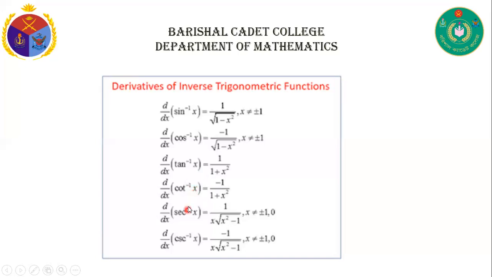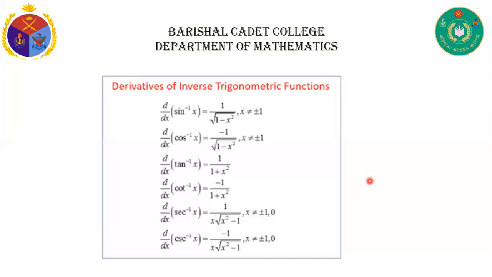And here is another two: d by dx of sec inverse x is 1 by x square root of x square minus 1, and d by dx of cosec inverse x equals minus 1 by x square root of x square minus 1, and our integration formula is the integral of 1 by x square root of x square minus 1 dx is sec inverse x.